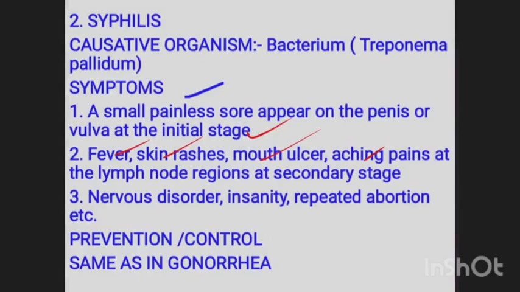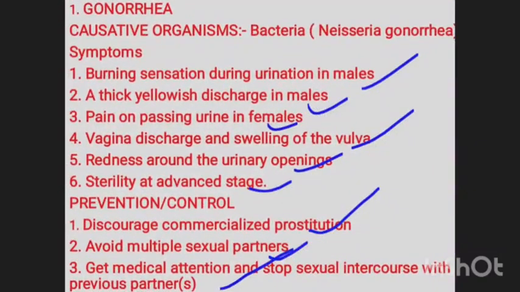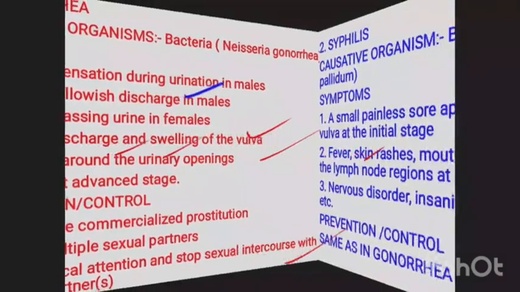But let's look at ways to prevent or control them. The ways to prevent and control syphilis is the same way you control gonorrhea, which is discourage commercialized prostitution, avoid multiple sexual partners, then get medical attention or stop intercourse with your previous partner or partners.